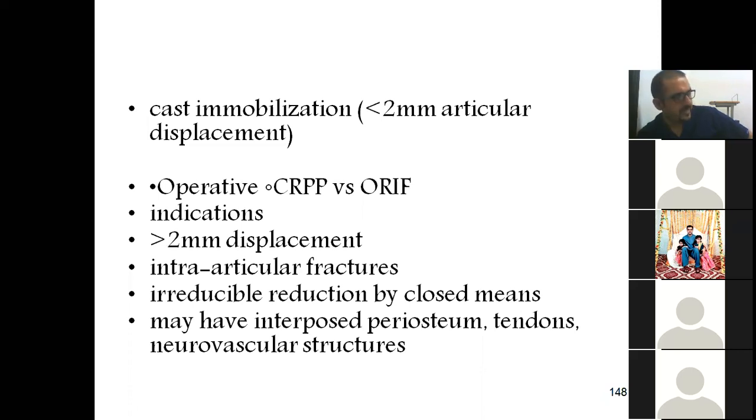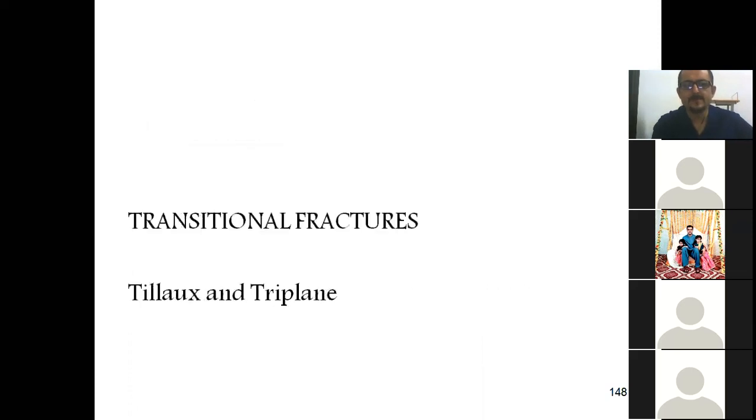They can show you an X-ray and tell you that closed reduction was attempted or was not reducible. So remember the interposed periosteum, always in the exam. Okay. Transitional fractures: Tillaux and triplane fractures.